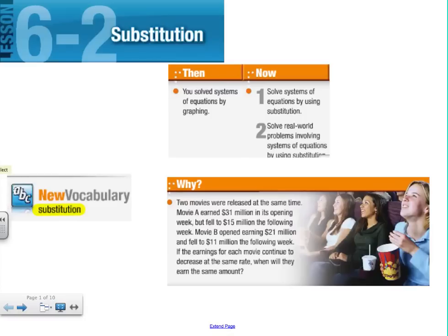And the example they've given us is from the movies today, the real life example. We have a movie A that earned $31 million the first week but fell to $15 million the following week. Movie B earned $21 million the first week and fell to $11 million the second week. So at what point will the movies earn the same amount of money is basically the question. So today we're going to use a movie theme for going through our lesson, I guess.